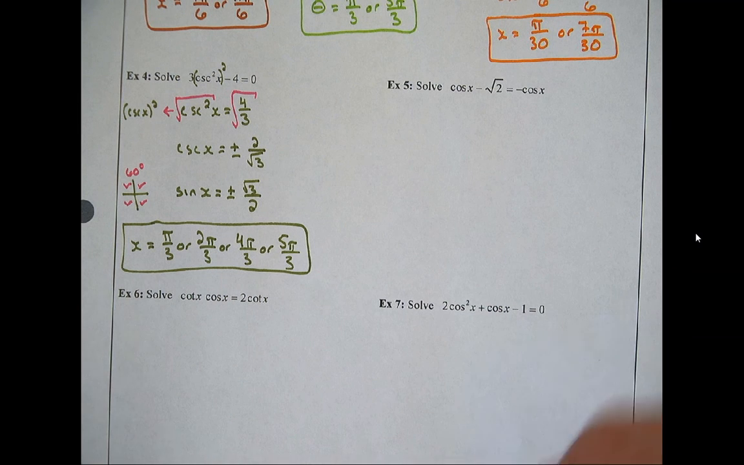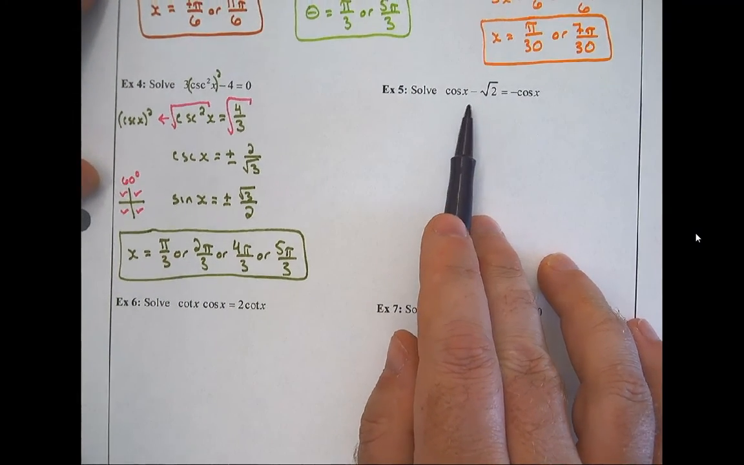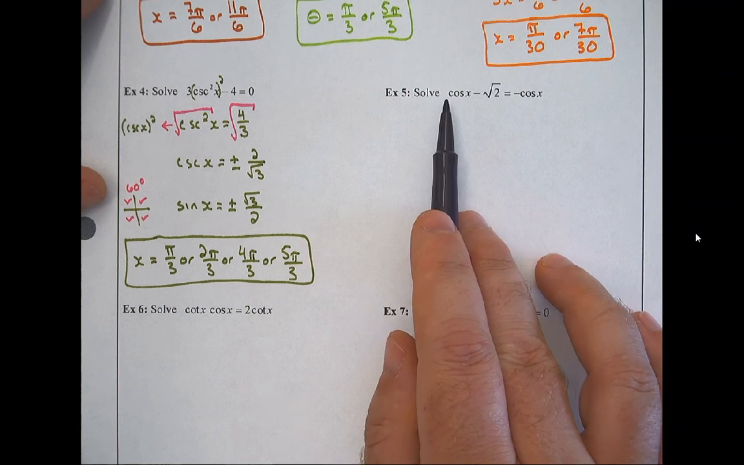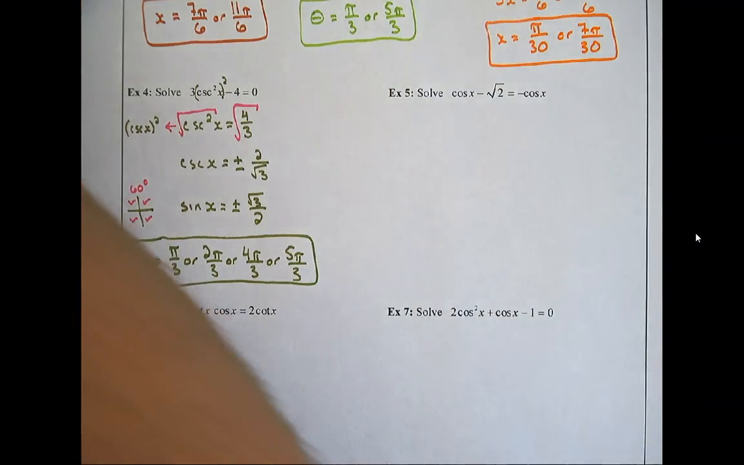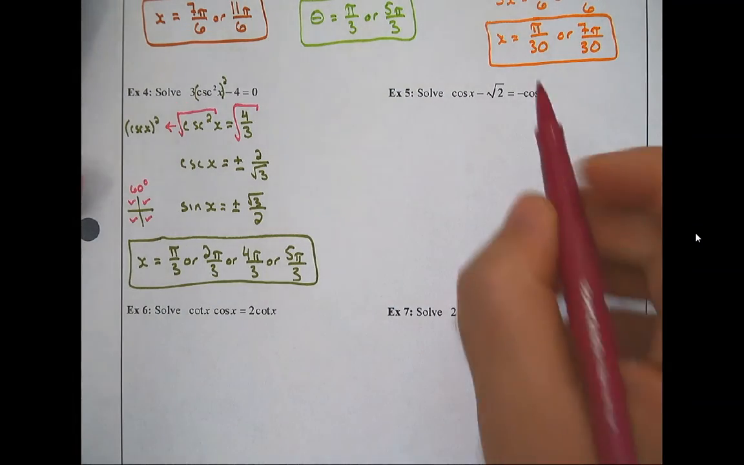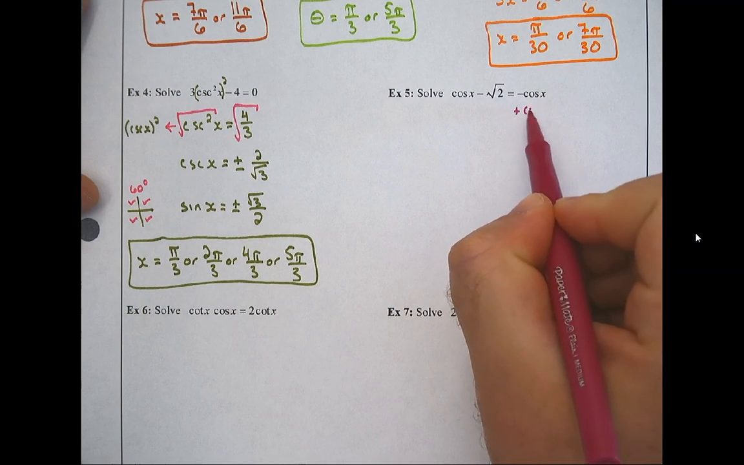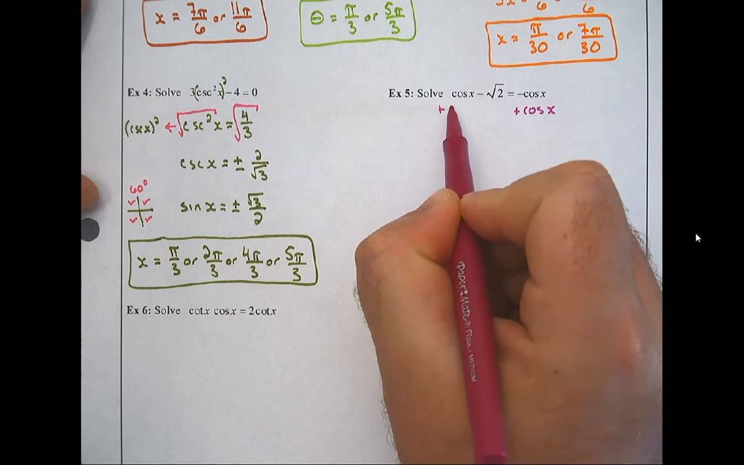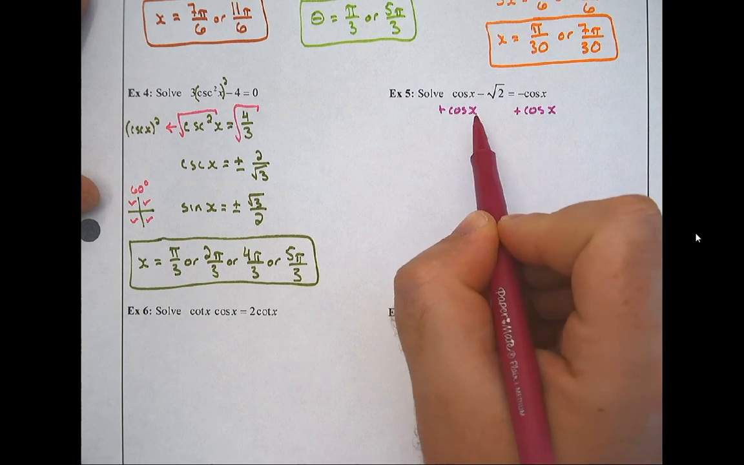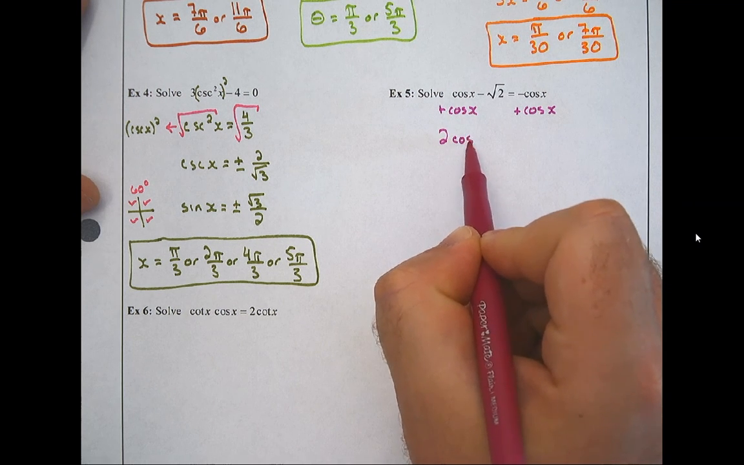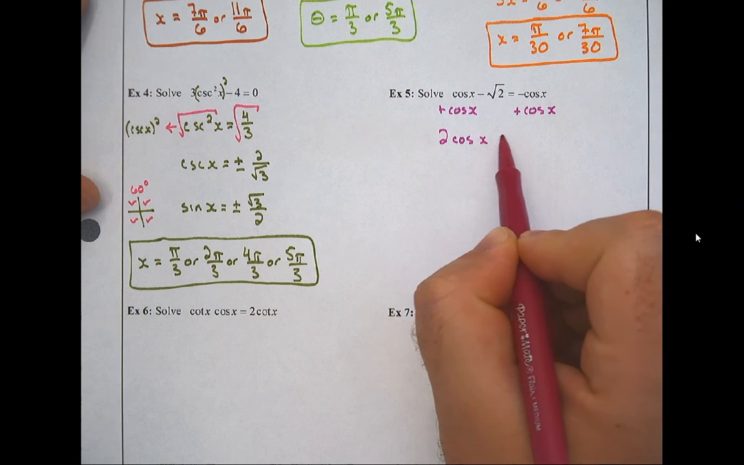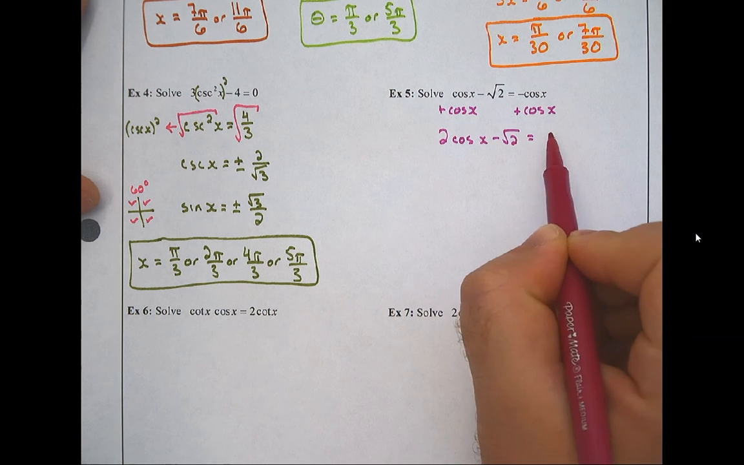When they're the same thing, we can just combine like terms. So if you're looking at this, you would say, all right, who's farthest away? Or sorry, I can't get rid of who's farthest away until I get these cosines together. Since they're both the same stuff, I can just add them together. So I'm going to add cosine of x, and I'm going to add cosine of x. What's cosine of x plus cosine of x? 2 cosine of x minus root 2 equals 0.